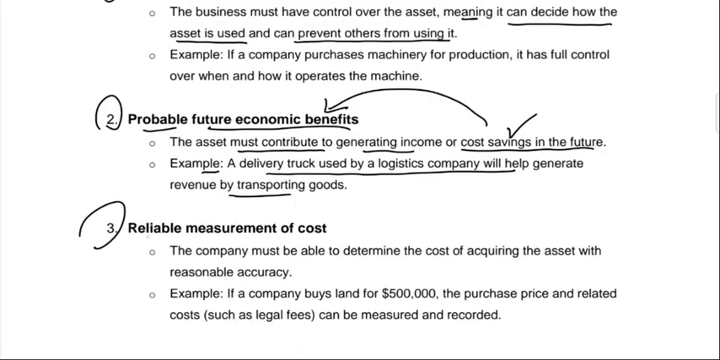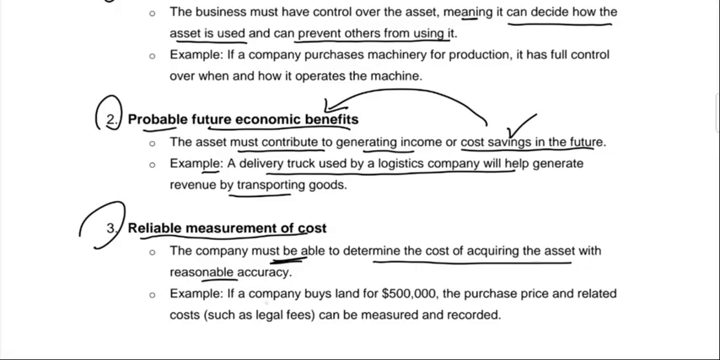And the third criteria is the reliable measurement of cost, which means that the company must be able to determine the cost of acquiring the asset with reasonable accuracy. This means that when the company is going to assess all the relevant costs that are associated with that particular asset, there must not be uncertainty surrounding this area. And we are going to be discussing those relevant costs now.